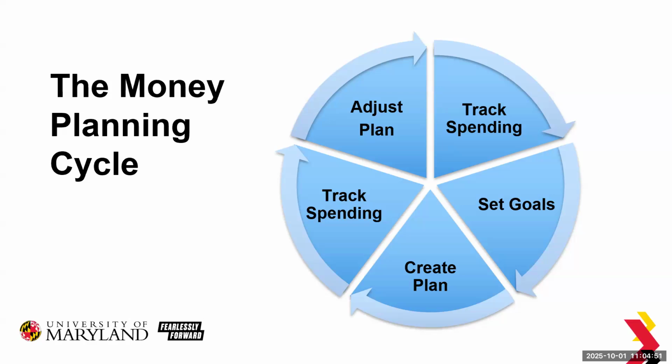So we need to track our spending again, and life happens. And when life happens, we need to adjust that plan. And so we're constantly in this cycle of tracking, setting goals, creating plans, tracking, and adjusting. And so we're going to go through each of those areas today.